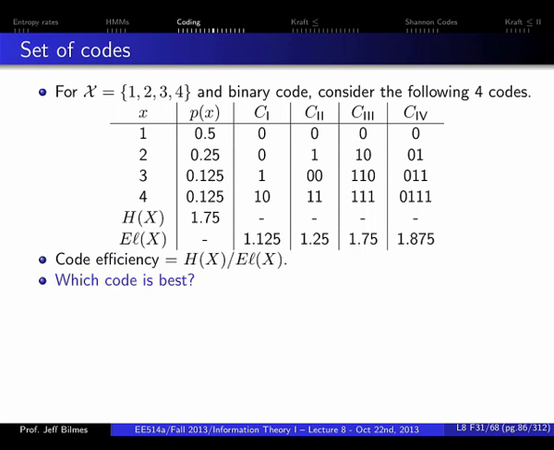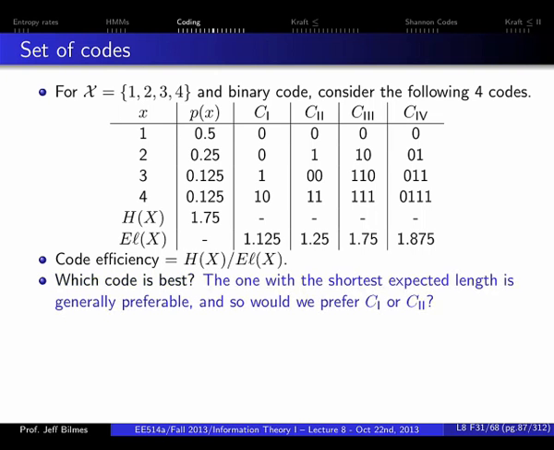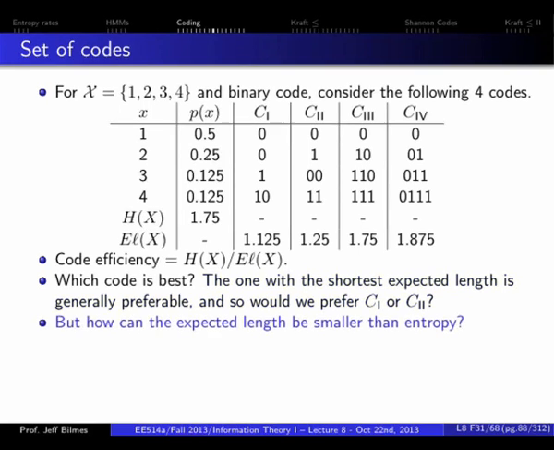And which code is best? Let's look at each one in turn. The code with the shorter expected length is usually preferable. So which would we prefer? C1 or C2? Well, maybe we wouldn't prefer any of them, because how can the expected length be smaller than the entropy?